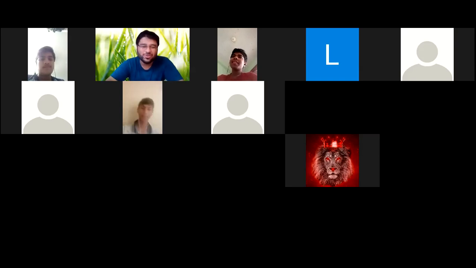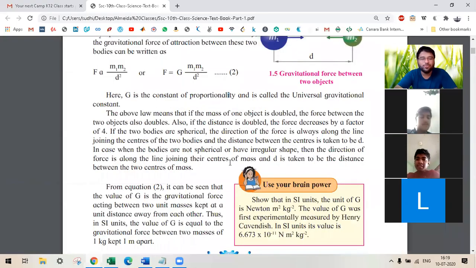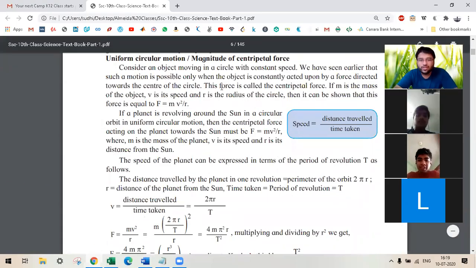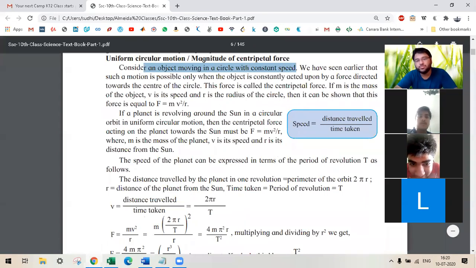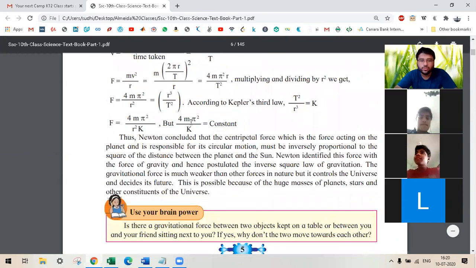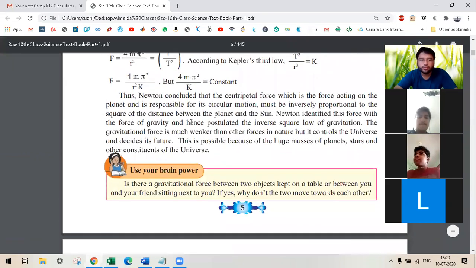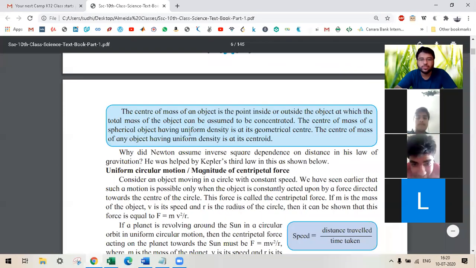No turning of textbook. Okay, I will show you what is uniform circular motion. We will have to write it down. See, an object moving in a circle with constant speed, very simple to be true. Any object moving in a circle with constant speed, the motion of that object is called uniform circular motion. And let me find a better definition of it. Yeah, I think this is the proper definition.